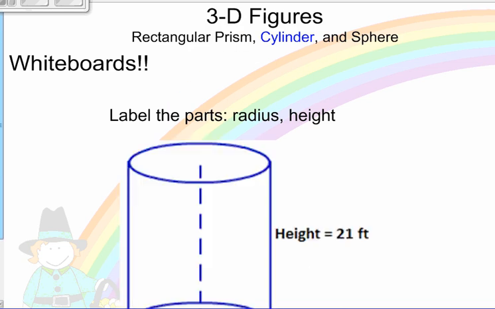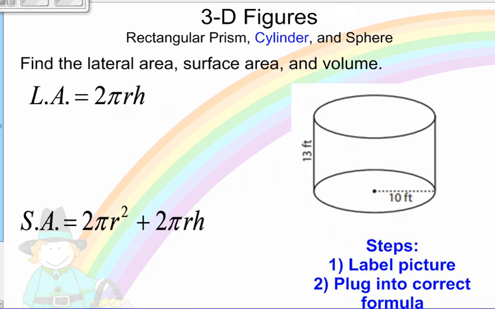So let's put this to the test with our first example. Always label the picture first. So my radius is 10 and my height is 13. And I just got to come to my formula and plug it in. 2 times pi times 10 times 13.